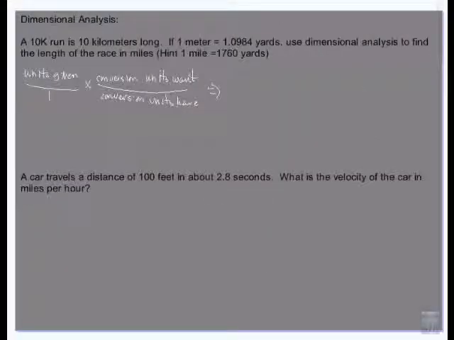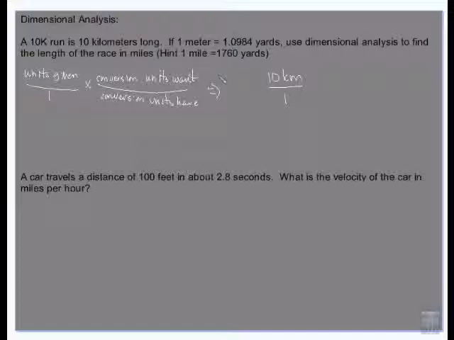So V over W. The way you do dimensional analysis is you set up multiplying fractions. You take the units you're given over 1. That's always the start. So a 10K run is 10 kilometers long. So I take 10 kilometers over 1. That's my first part. I want to use dimensional analysis to find the length of the race in miles. I have kilometers, I want miles. I'm given that a meter is this many yards and this many yards is a mile. So I have conversion factors.